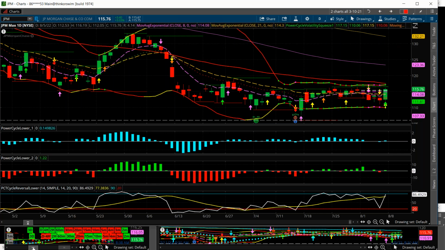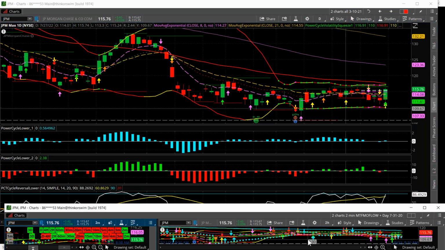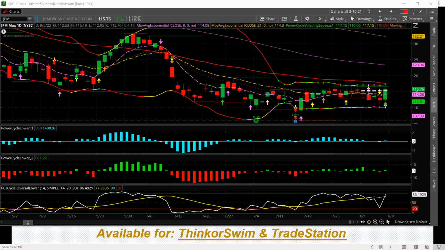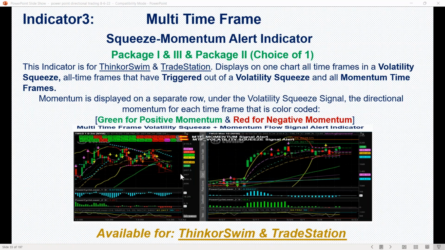But you can see the row below it shows you every time frame that's in a squeeze. Here you can see JP Morgan has multiple squeezes. It's got a 3-minute squeeze, 4-minute, 5-minute, a 20-minute squeeze, 4-hour squeeze, and a daily squeeze. So it gives you all that information right there, where you don't have to flip to different charts. That's the multi-squeeze indicator, so you'll get that. I have it for Thinkorswim or TradeStation.